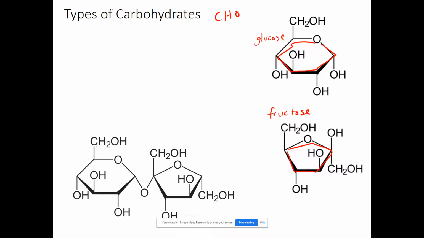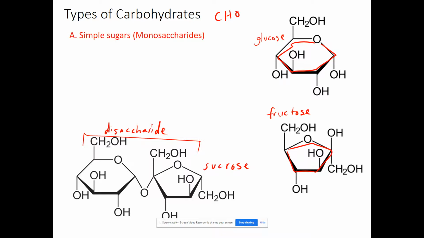Over here, we have something maybe a little more complex, but still a simple sugar. This is called a disaccharide. Di means two. And this one here is sucrose, and this is table sugar. So this is what you would put in cake, if you're baking, or if you're making Kool-Aid. This is what you would put in that, just table sugar.